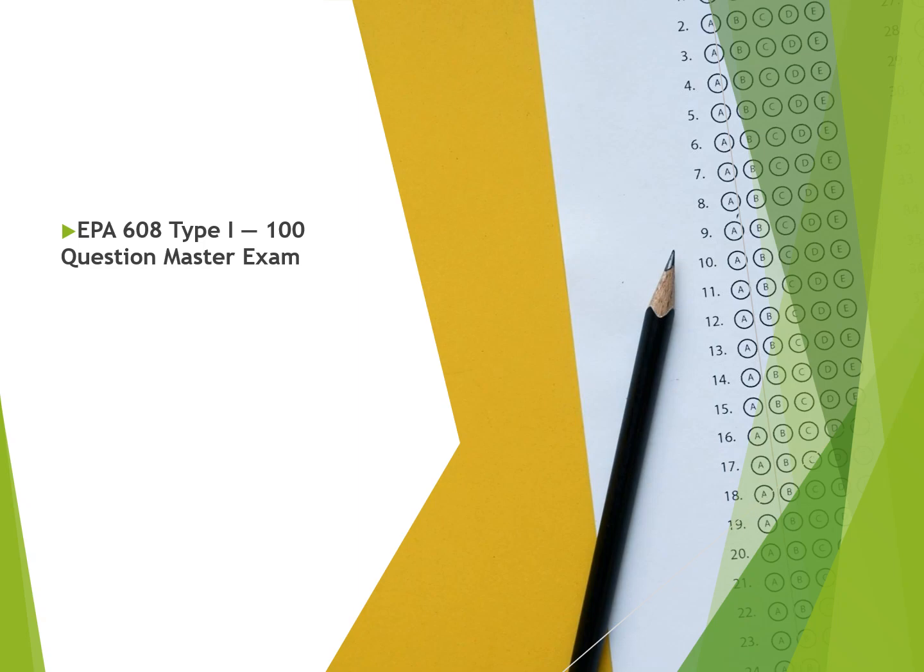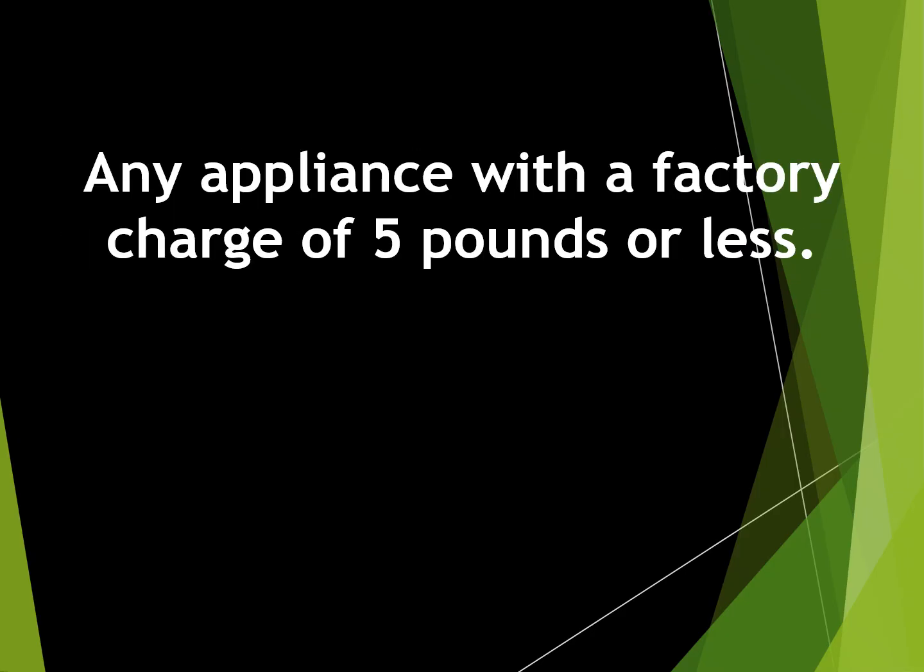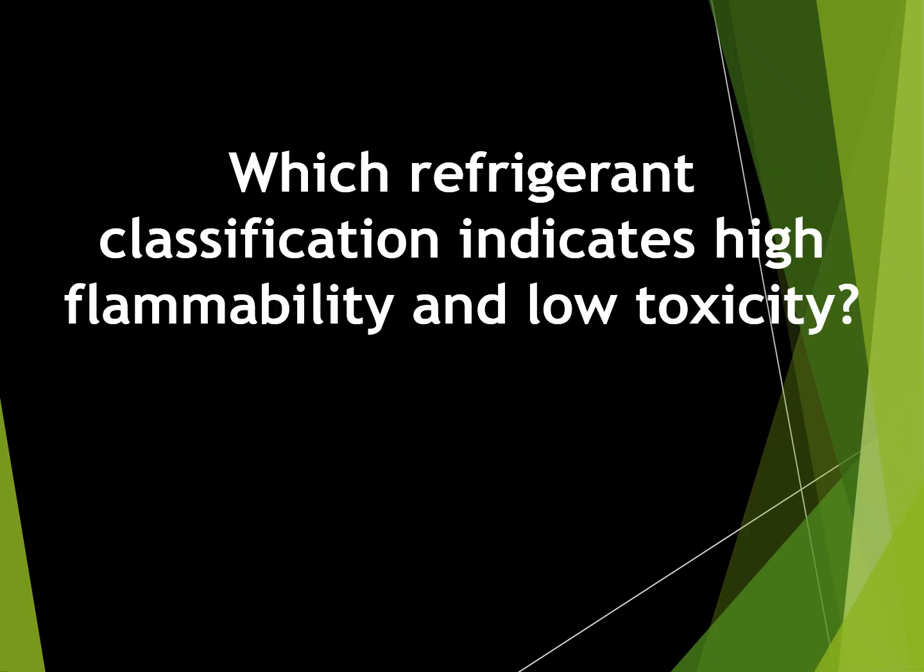EPA 608 Type 1 100 question master exam. What defines a small appliance under EPA 608 Type 1? Any appliance with a factory charge of 5 pounds or less. Which refrigerant classification indicates high flammability and low toxicity?